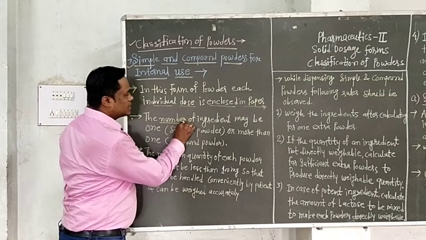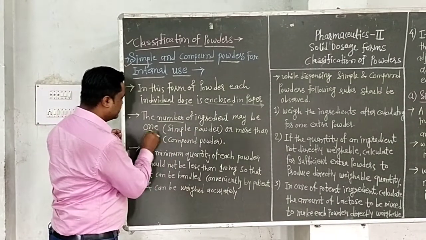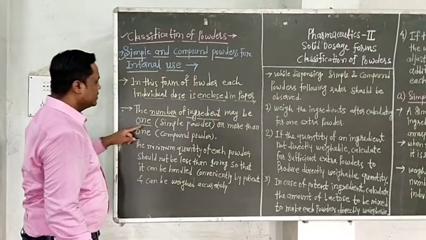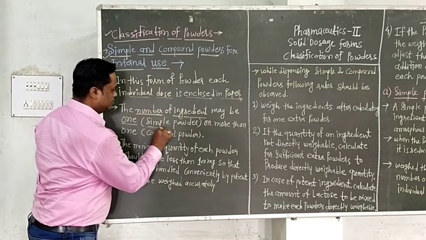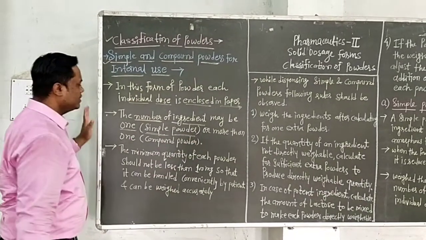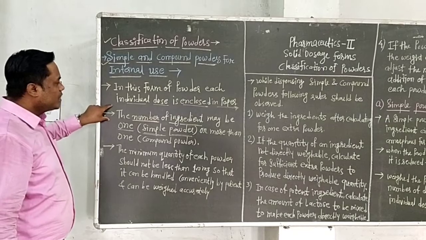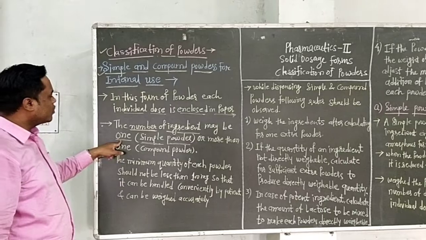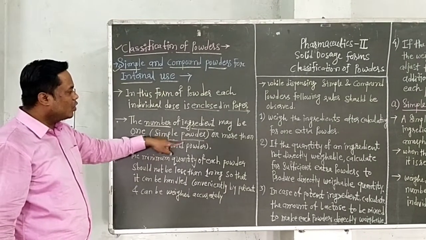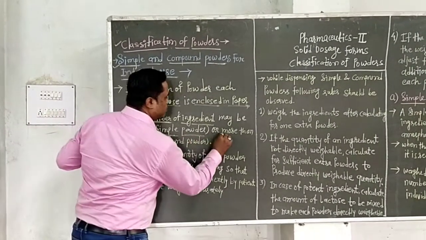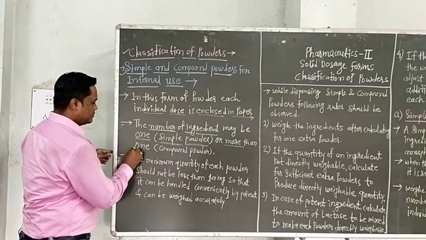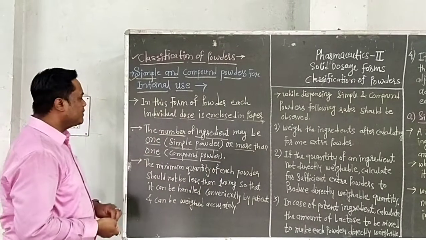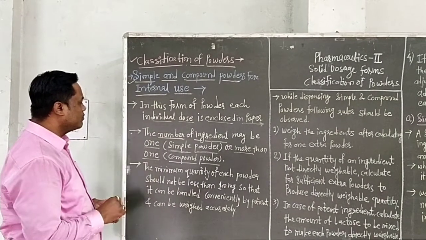The number of ingredients may be 1, which is called a simple powder. It is simple means when in the prescription the number of ingredients is only 1, that is called a simple powder, and if the number of ingredients is more than 1, it is called a compound powder. This is the difference between simple and compound powder.